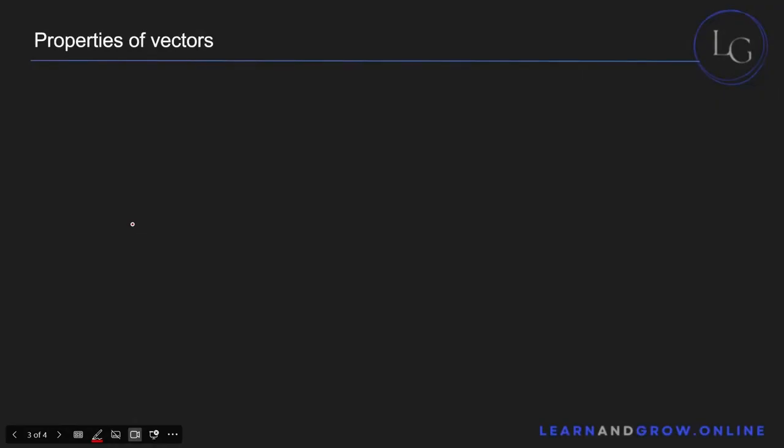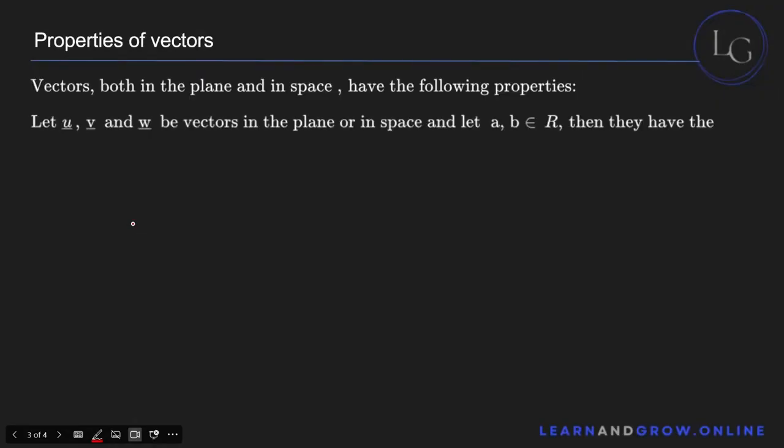Now let's discuss some properties of vectors. Vectors, both in the plane and in space, so 2D and 3D vectors, have the following properties. Let's say u, v, and w are three vectors in the plane or space, and let a and b be any real numbers. So basically a and b are constants, they're just scalars. Then they have the following properties.